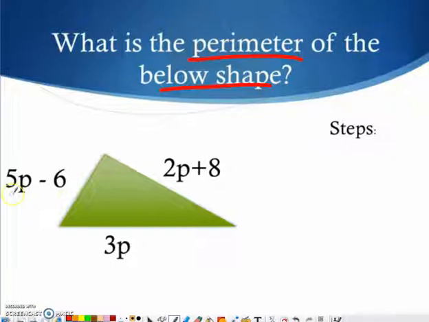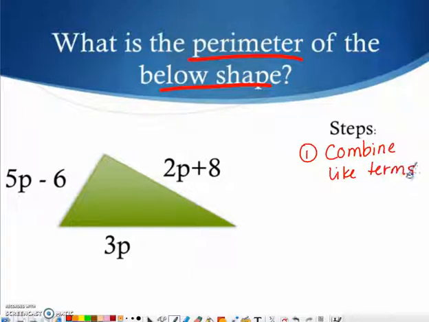The thing is, I can't add up 5p minus 6 plus 2p plus 8 plus 3p because they're not all the same. I can only combine what looks alike. Okay, so combine like terms. So that's actually my step 1 when you're doing this, is you need to combine like terms. So I'm going to combine all my letter p's. So here's one, and there's one. So 5 plus 2 is 7, and 7 plus 3 is 10. So this is 10p. Okay, not 10p squared, not 10p cubed, just 10p. There are 10 p's there.